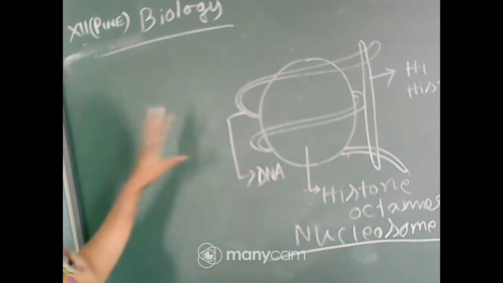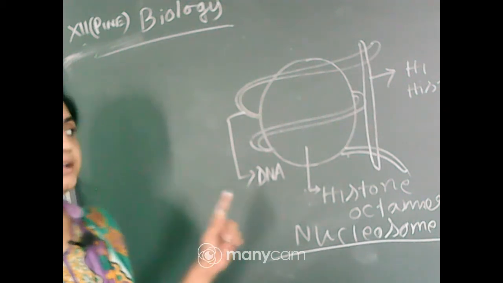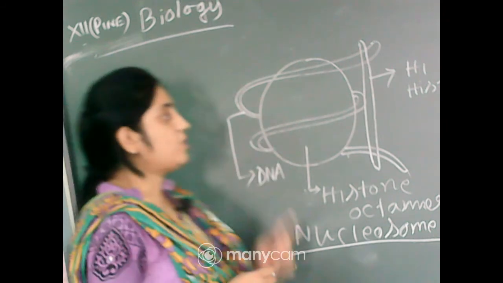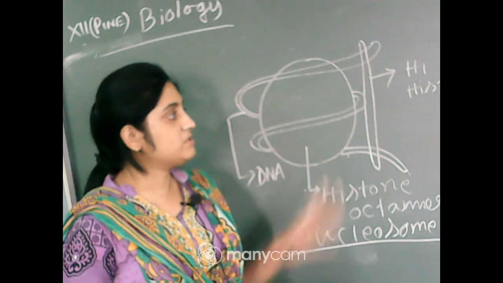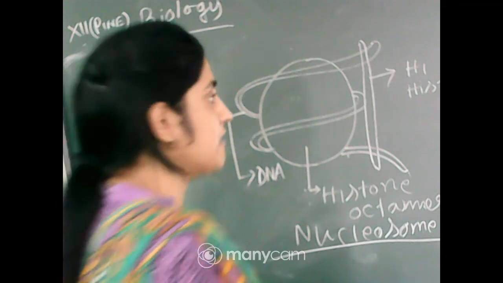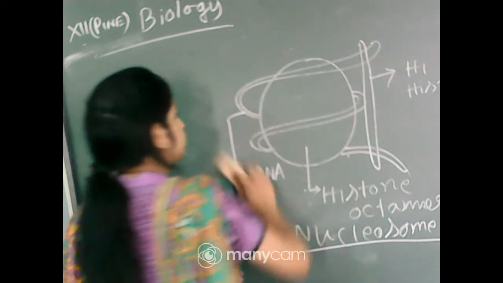So the DNA is wrapped around the histone octamer. DNA is negatively charged, but the histone octamer is positively charged. That is called the nucleosome structure, which is present in eukaryotes.